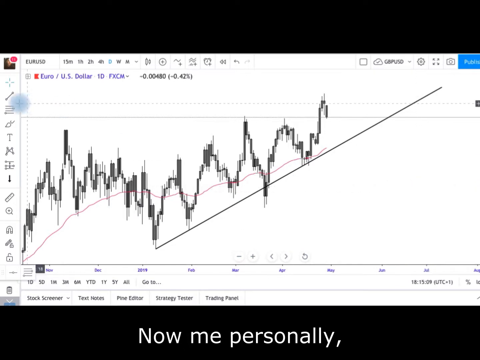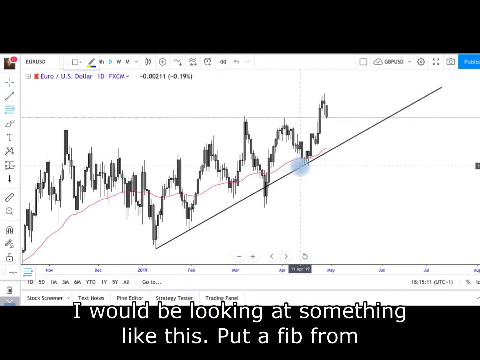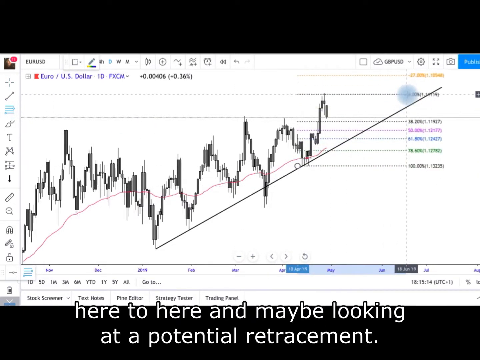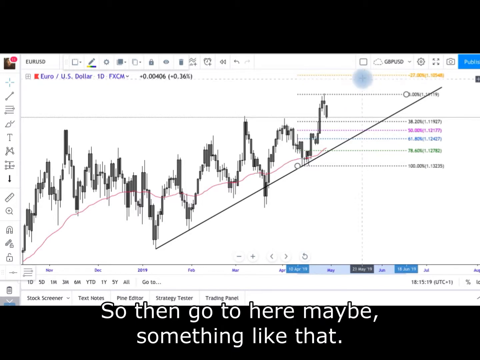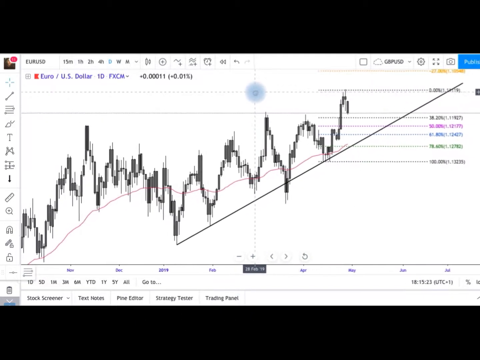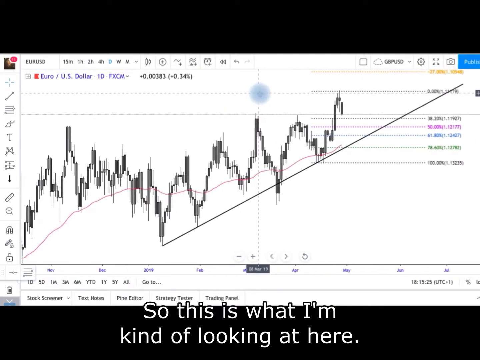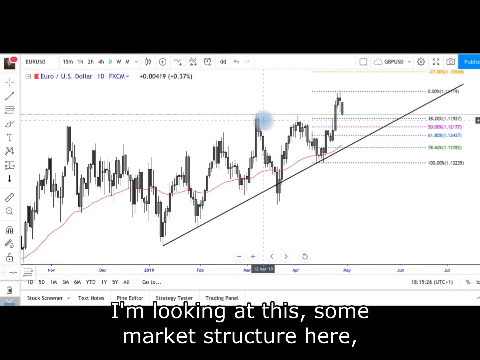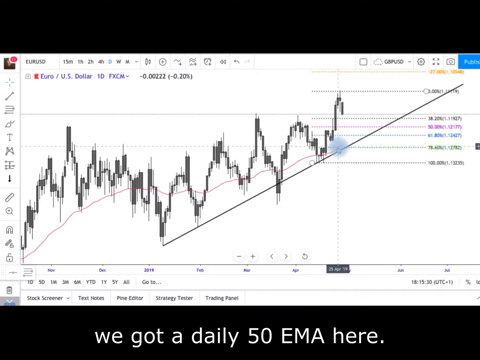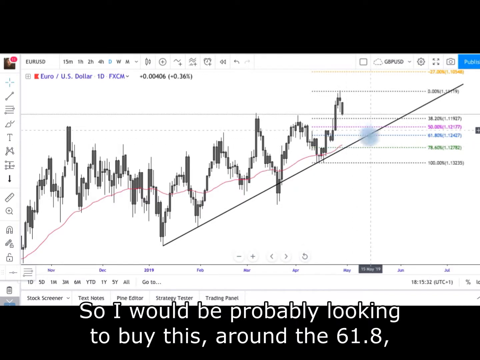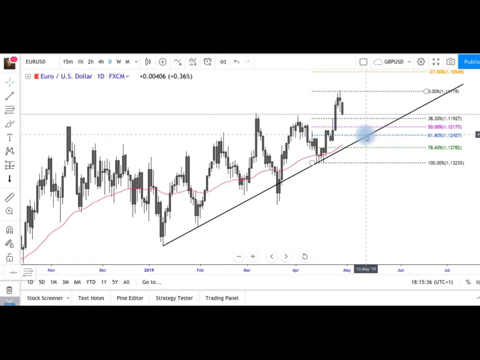Now me personally, I would be looking at something like this, putting a fib from here to here, and maybe looking at a potential retracement to then go to here, maybe something like that. So this is what I'm kind of looking at here. There's some market structure here. We've got our daily 50 EMA here. So I would probably be looking to buy this around the 61.8.